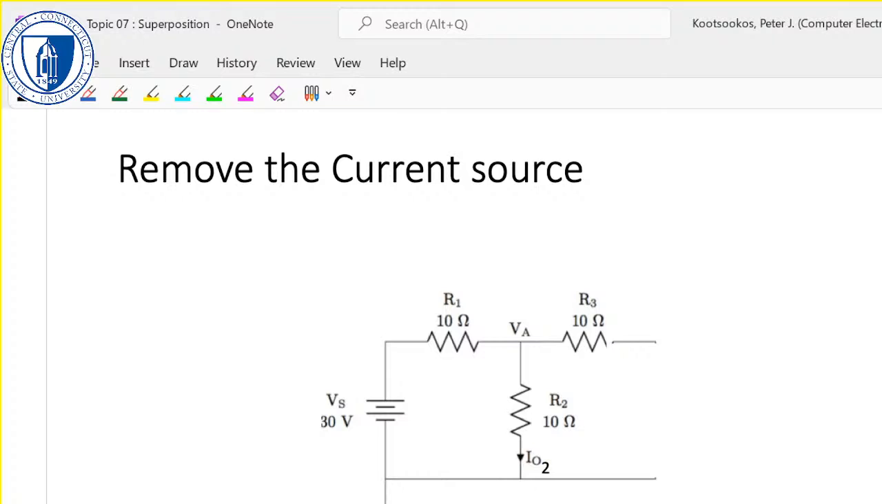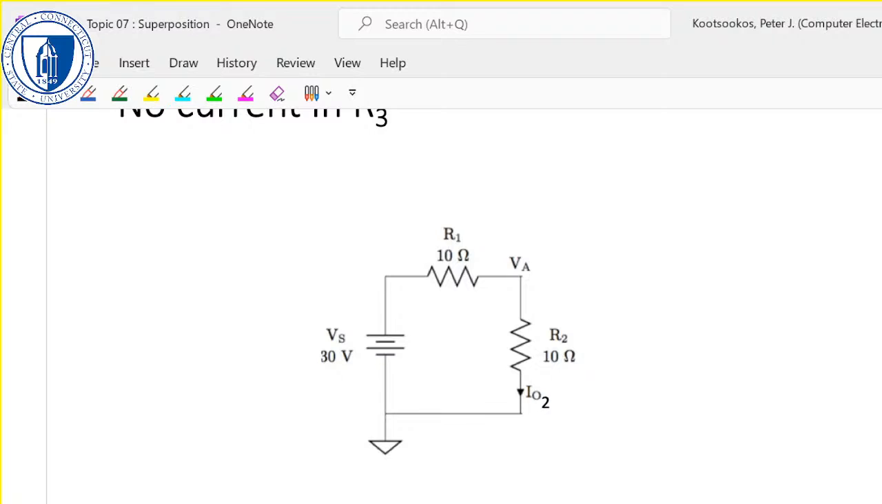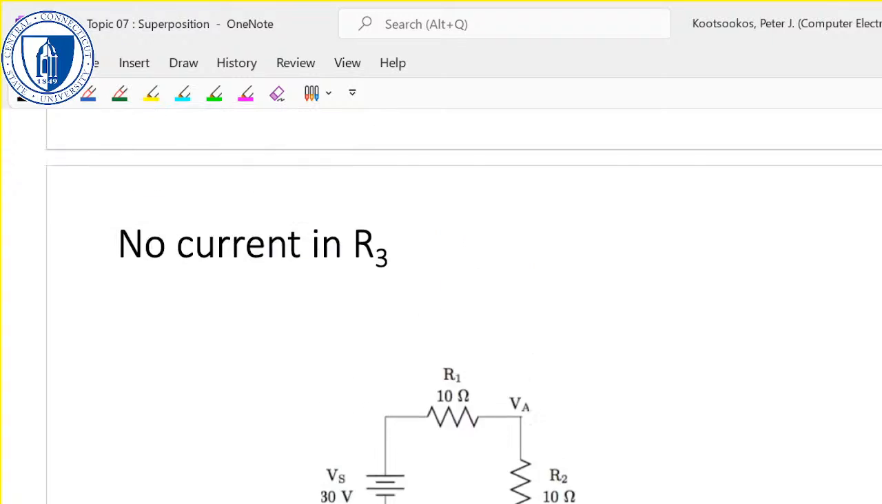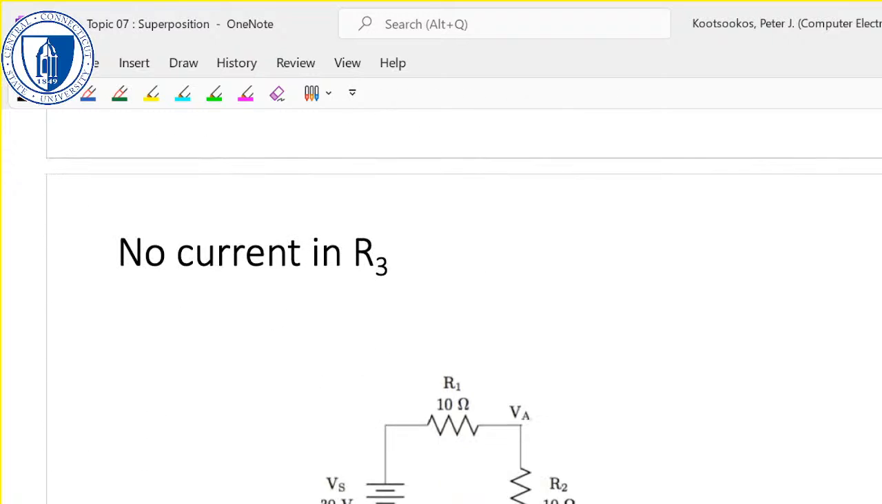Now we can remove the current source, and look, it's empty. Remember, the ideal for a current source is an open circuit. What that means is that that's really the circuit we're analysing now. There's zero current flowing through R3. If there's zero current flowing through R3, there's no voltage drop across R3, so we can effectively ignore it.